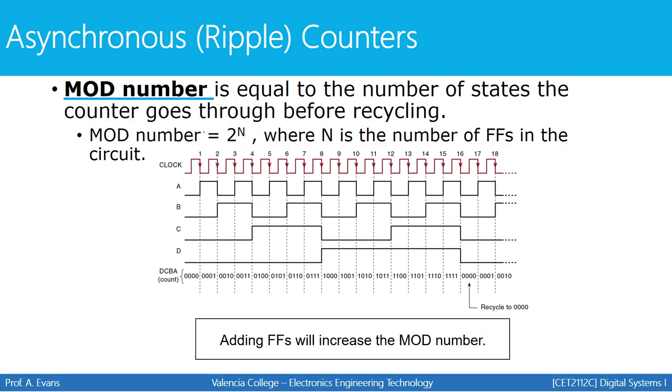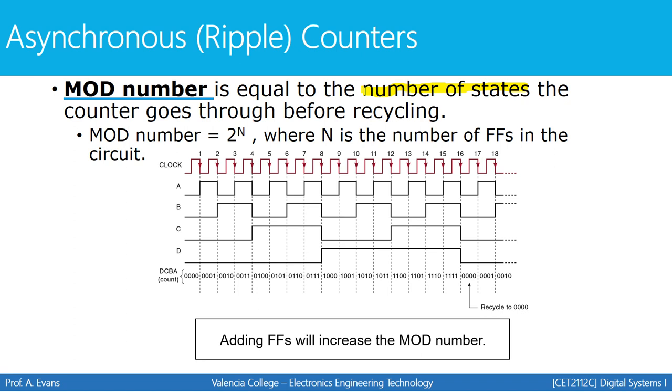So when we have counters, we have a very important definition of how the counter works, and that's called the mod number. The mod number is equal to the number of states the counter goes through before recycling or starting over. And this idea that the mod number is the number of states is really important. So you're gonna wanna underline that, write that down, highlight that. It's the number of states.